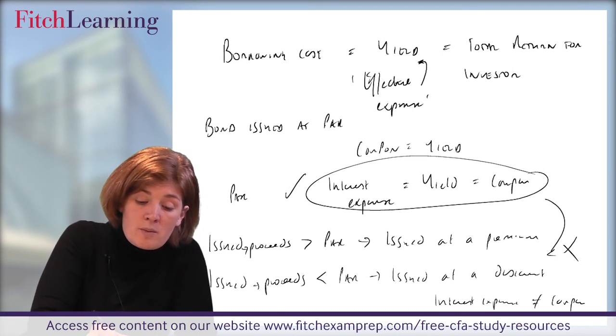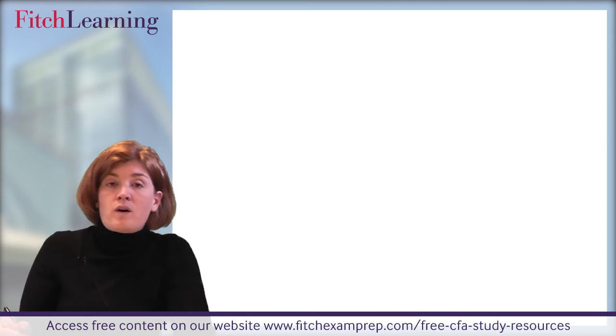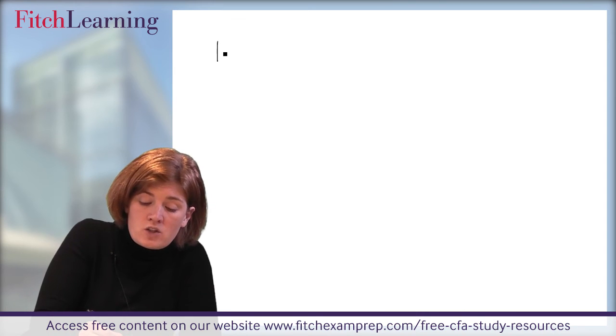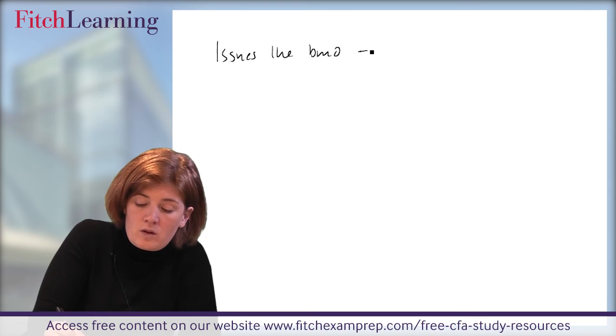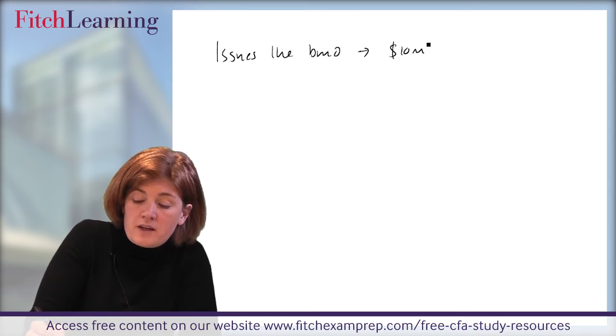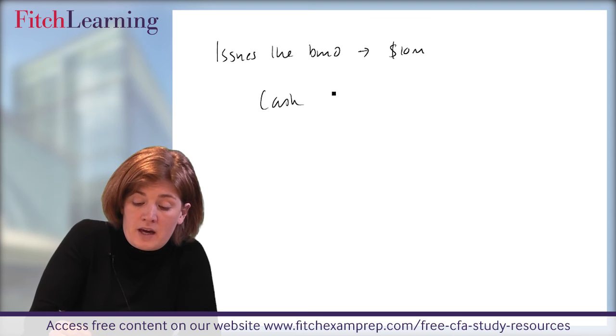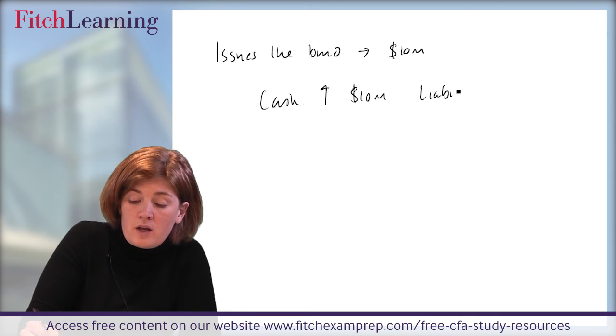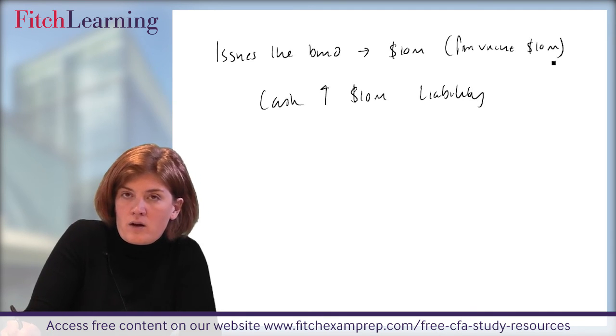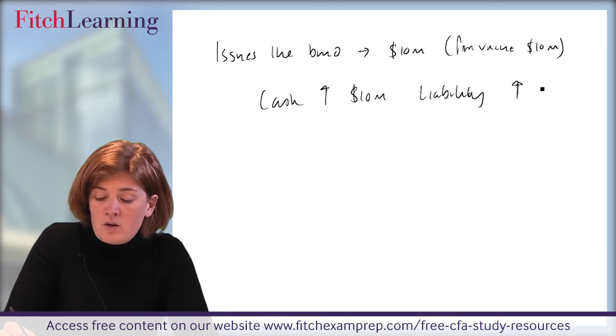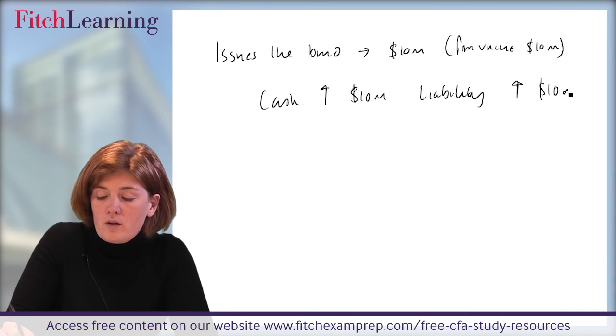So just to summarise then, what we would find is when the company issues the bond for 10 million, the accounting would be cash up 10 million. Remember our par value here is 10, isn't it? So let's just remind ourselves of that, our par value is 10. The liability would also be 10 million there.